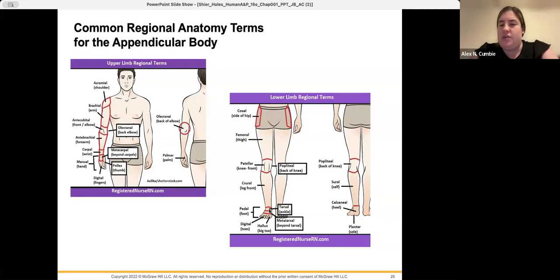When we get to the ankles, your ankle bones are called tarsals, so they're referred to as tarsal. Foot bones are metatarsals, and we still have our toes as digital, our digits. We have some specific names for certain bones that come from the ankle bones, like your heel, which is referred to as calcaneal.